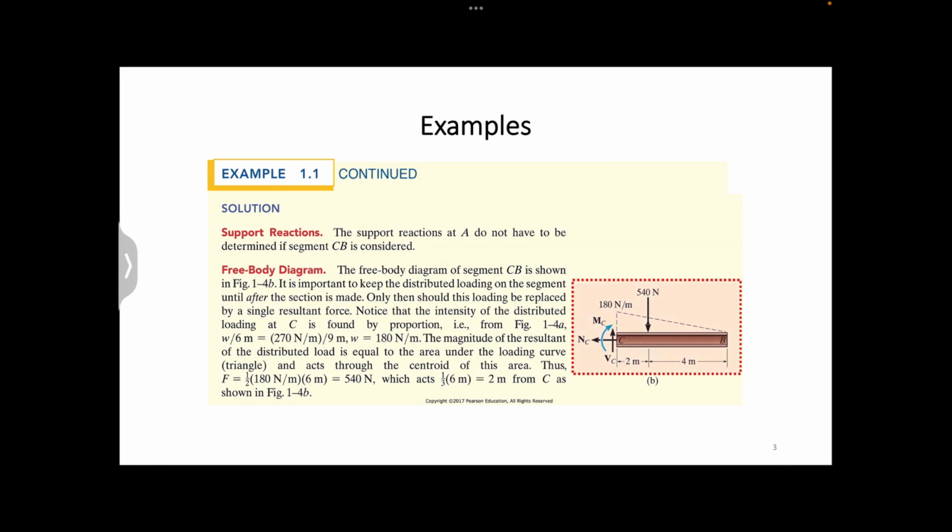For the former, we can base on the similar triangles to find the value of 180 Newton per meter. For the latter, we will use the table at the end of the textbook to find the centroid of a triangle. Now, it will be very easy for us to find the magnitude of the resultant force, which is equal to the area of the triangle. We are ready to apply the equilibrium equation for this free body diagram.